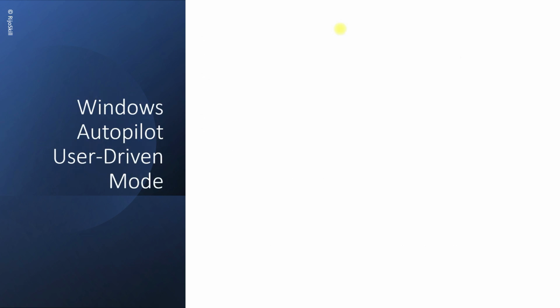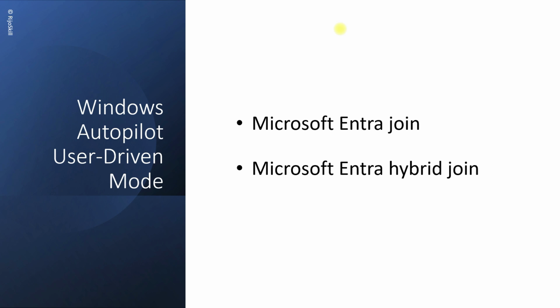Okay, so for Windows Autopilot user-driven mode, there are two options. The first one is Microsoft Entra join, and the second one is Microsoft Entra hybrid join. So what is Microsoft Entra join? You can use your Office 365 user email address and password. Microsoft Entra join means a device can join Microsoft Intune using the Autopilot method.